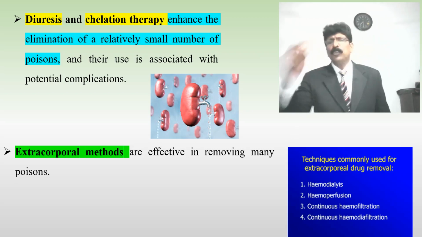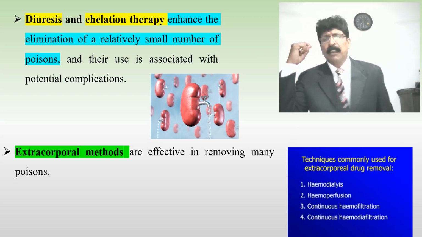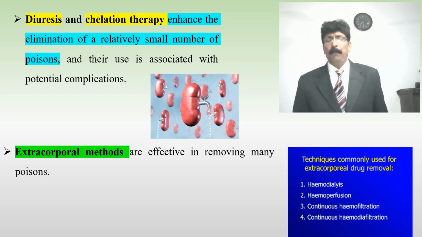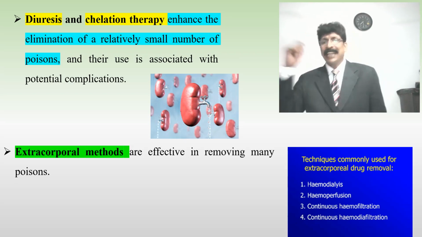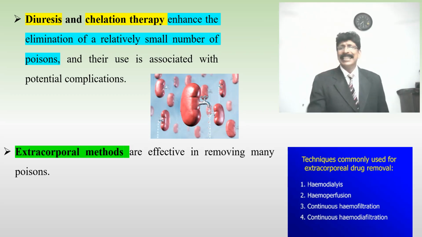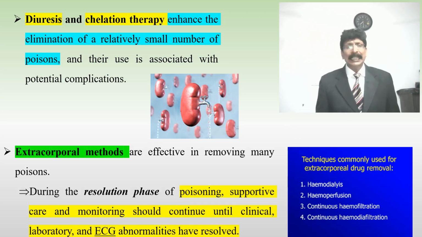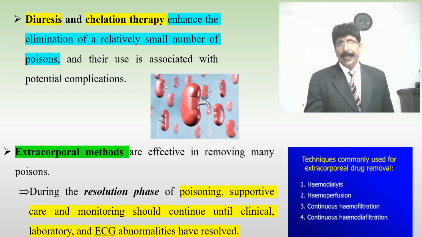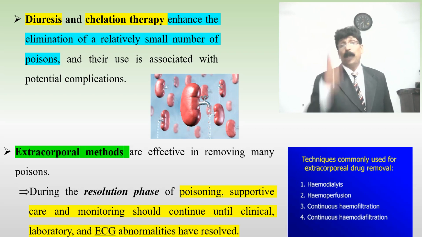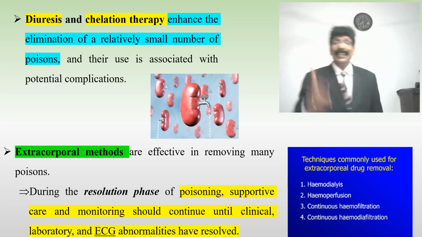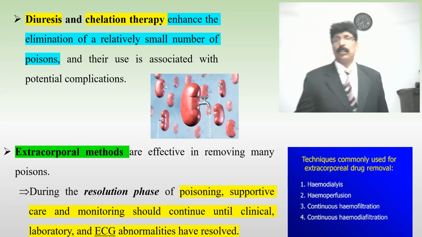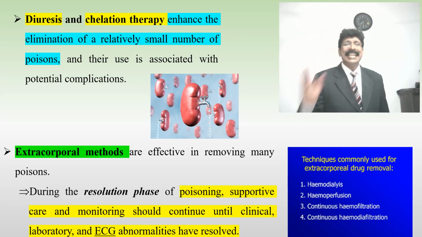Techniques commonly used for extracorporeal drug removal are hemodialysis, hemoperfusion, continuous hemofiltration, and continuous hemodiafiltration. During the resolution phase of poisoning, supportive care and monitoring should continue until the clinical, laboratory and ECG abnormalities have resolved. Until then, you have to go for these extracorporeal methods in the treatment.